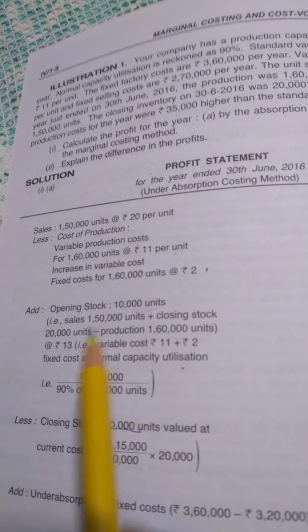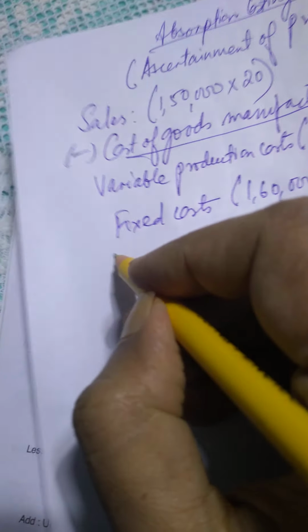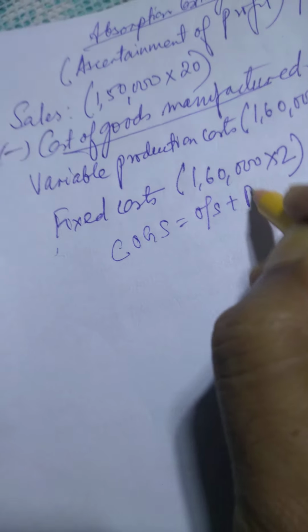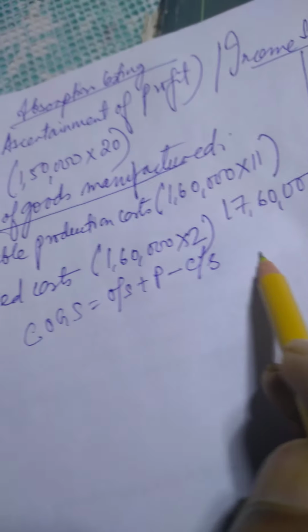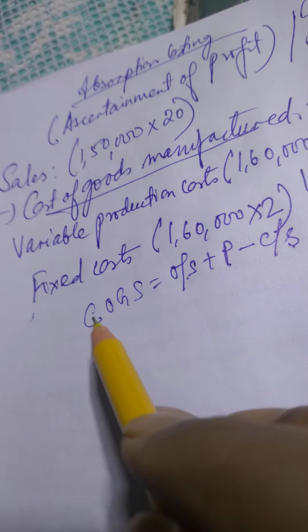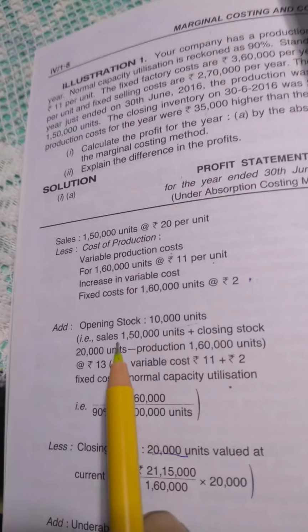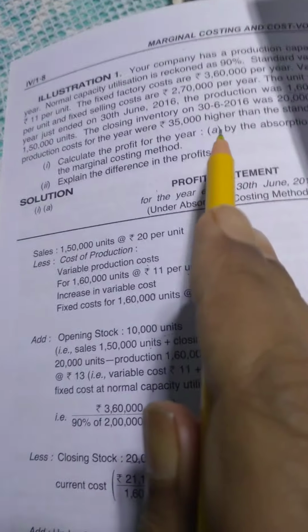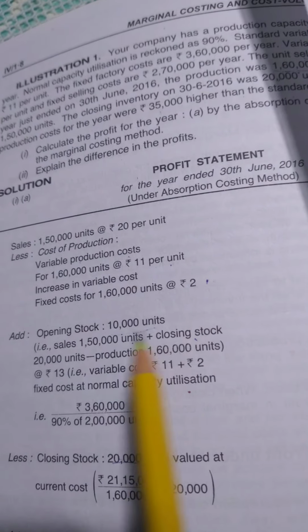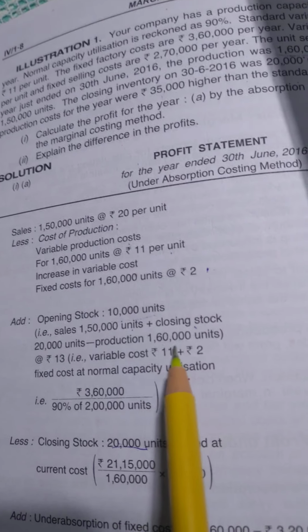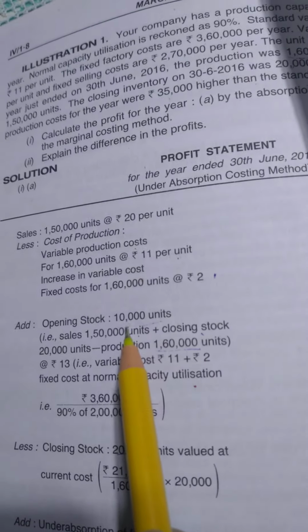Total sales, we already know that cost of goods sold is equal to opening stock plus purchases minus closing stock. We know closing stock and production during the year, so we have to calculate opening stock. So how much is sales in units? 1,50,000 units plus closing stock 20,000 is 1,70,000 units. Minus 1,60,000 units produced, so opening stock will become 10,000.